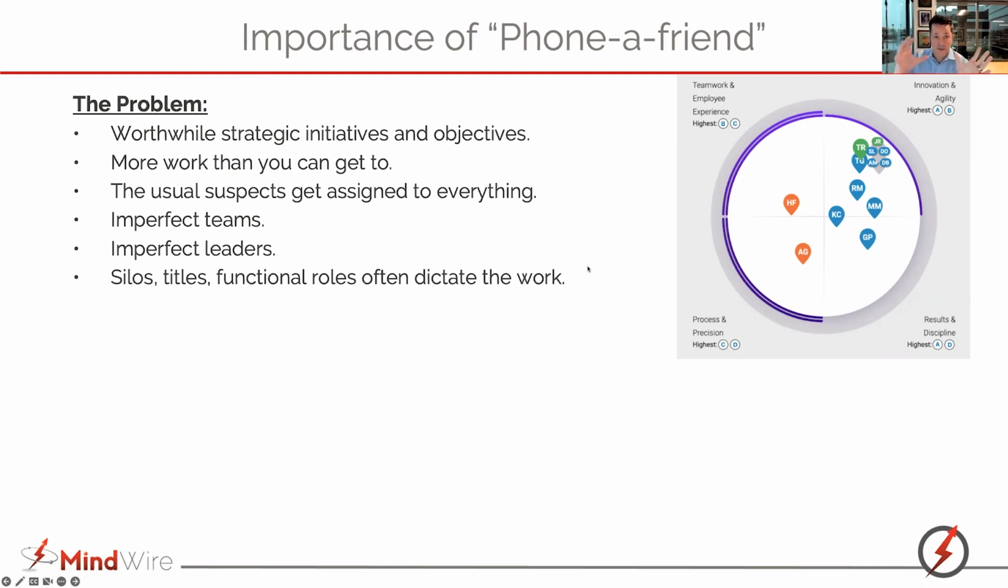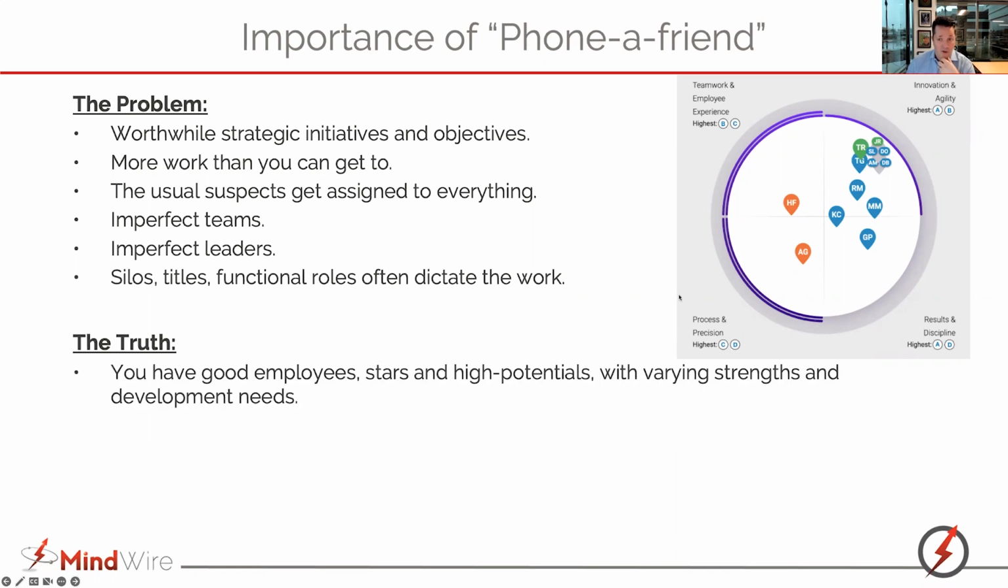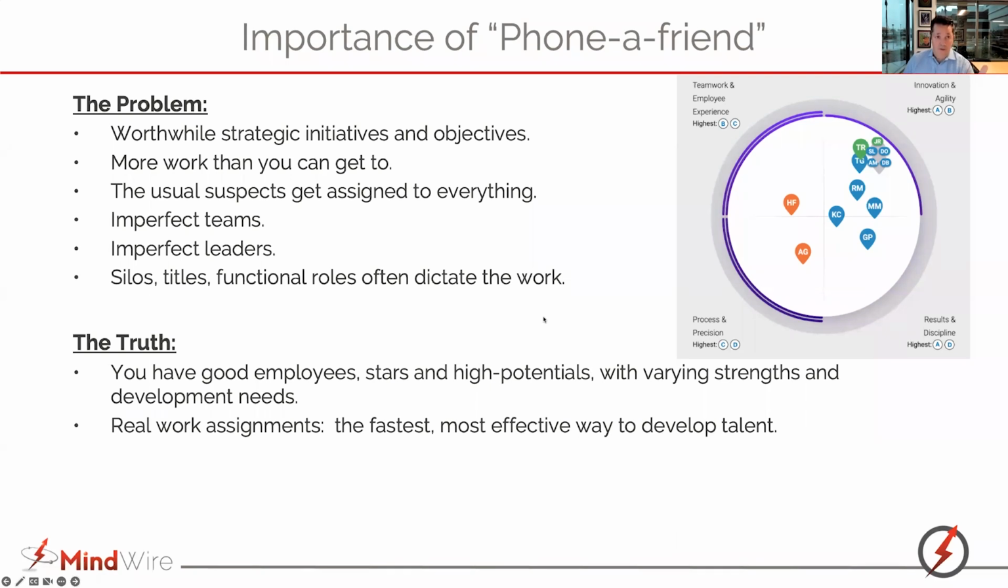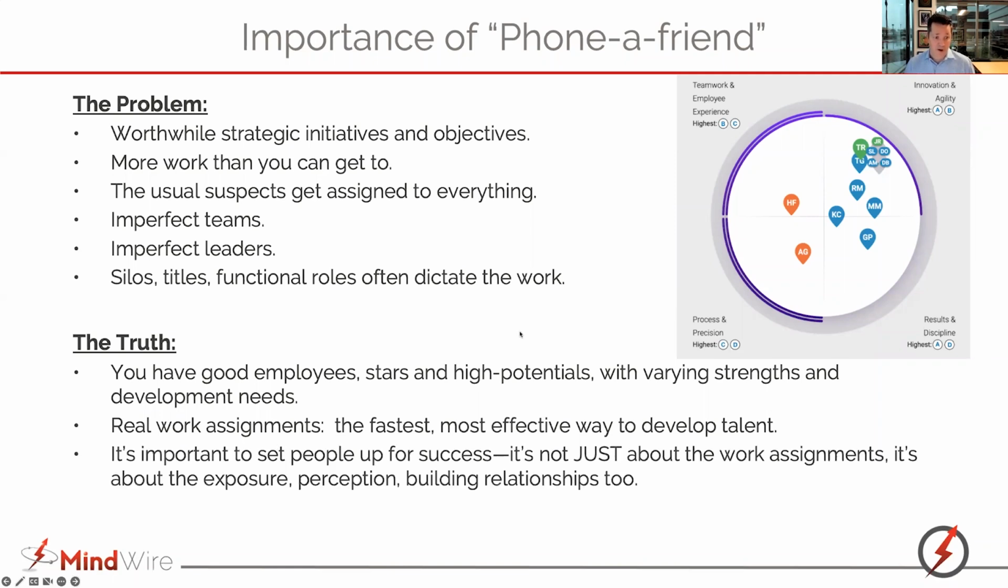And unfortunately, silos and functional roles usually dictate who does what, instead of, we have some people that are really good at this stuff. It doesn't matter as much what their silo or functional role is if they have strength there, right? And the truth is, you've got some really good employees and stars and high potentials who have varying strengths and development needs. And real work assignments are the fastest, most effective ways to develop talent, right? And get people better. And we want to set them up for success, right?